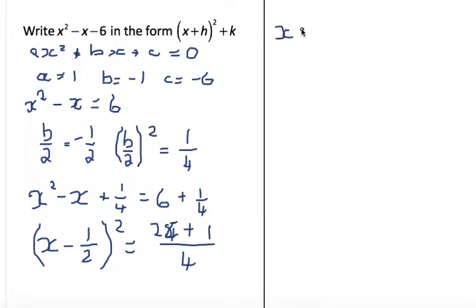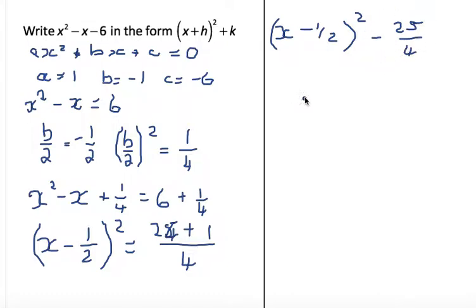So I've got x minus 1/2, all of that is squared, and take away 25 over 4. And that's basically taking that and completing the square. My h is -1/2 and my k is -25 over 4.